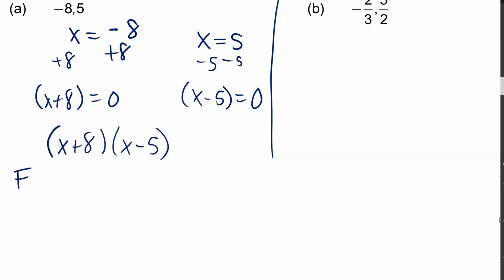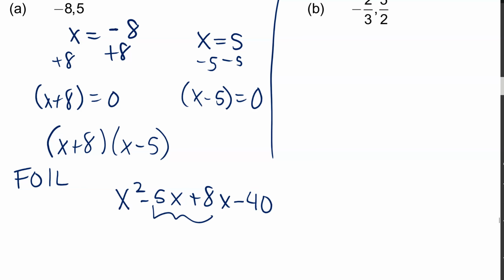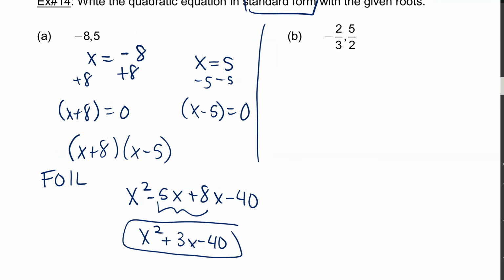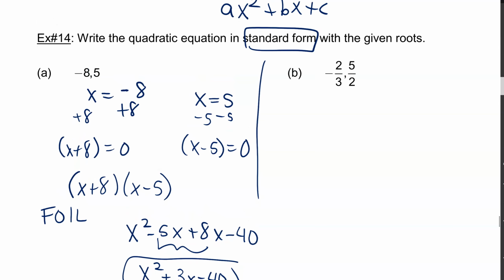FOIL it out. Do we know how to FOIL? First, x squared. Outer, -5x. Inner, plus 8x. Last, 8 times -5 is -40. So it's x squared minus 5x plus 8x, and that's all in the form that you... This is in standard form. It matches standard form.